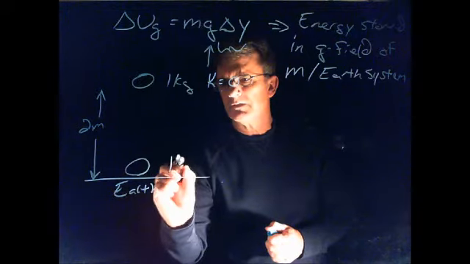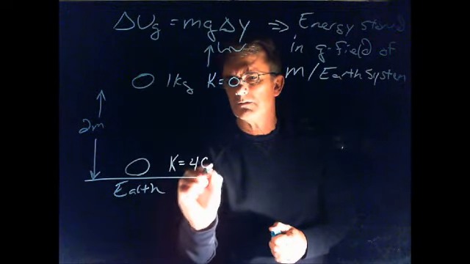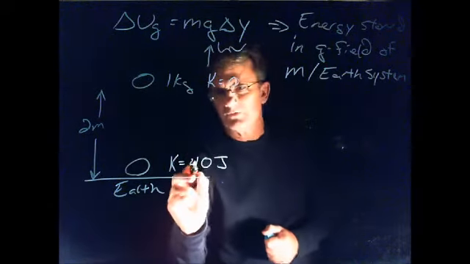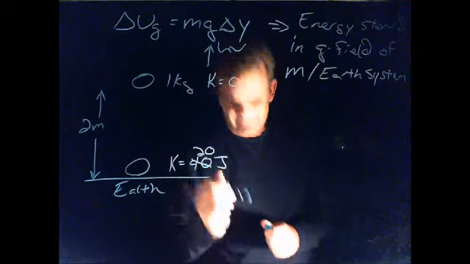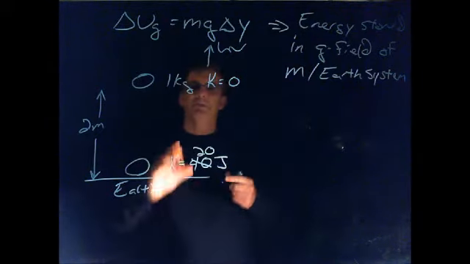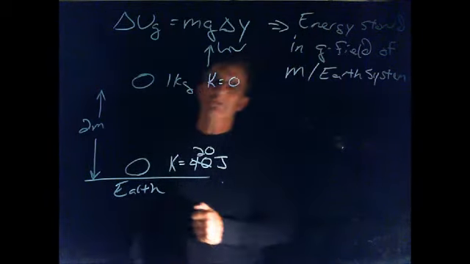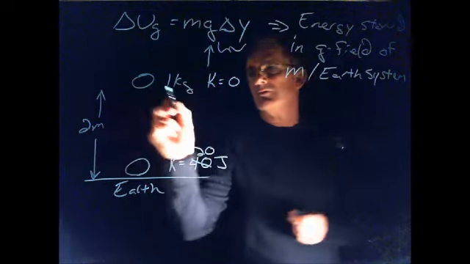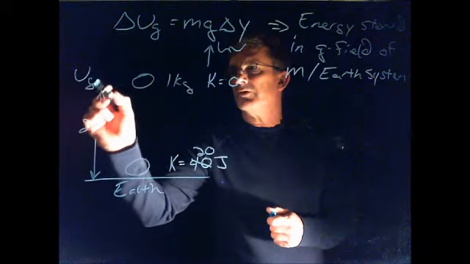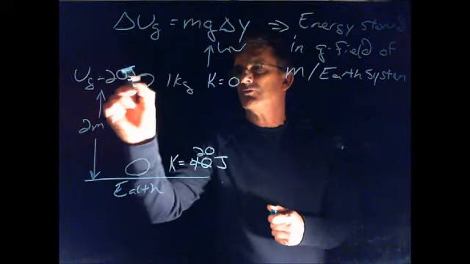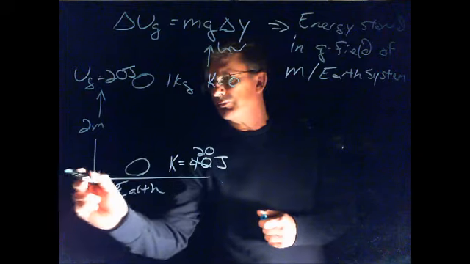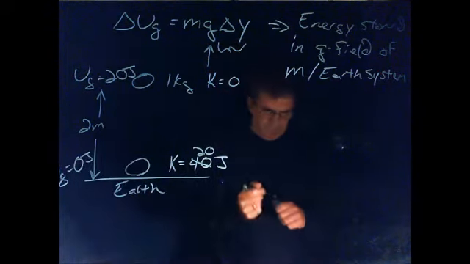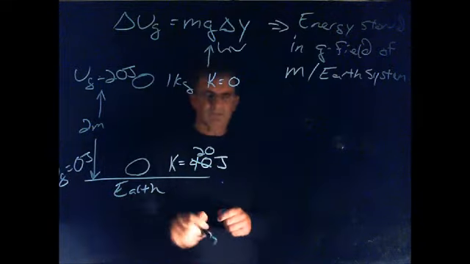40 joules of kinetic. Did I do that right? 20 joules of kinetic, because this is equal to the gravitational potential, 20 joules of kinetic energy. Now, let's look at this. We have gravitational potential is 20 joules here, and gravitational potential is 0 joules here. I apologize, it's a little bit off the screen.